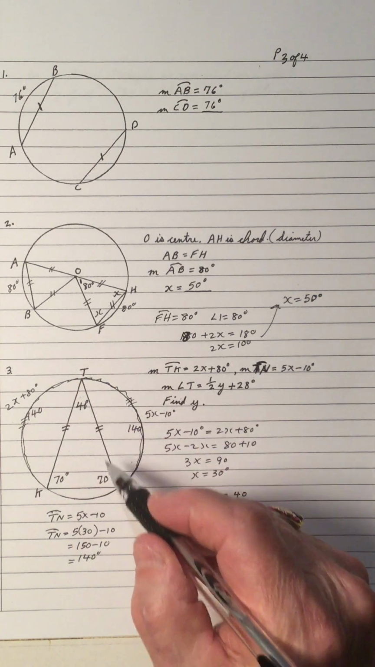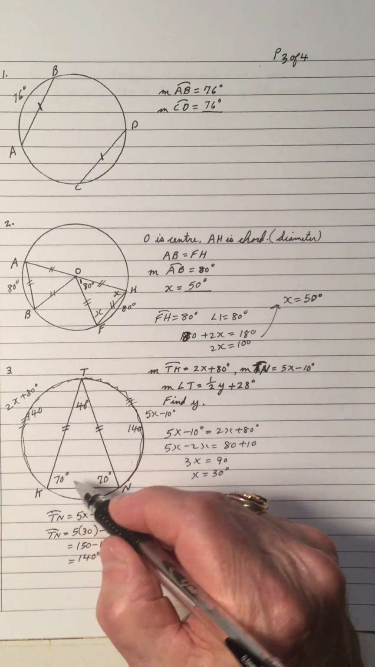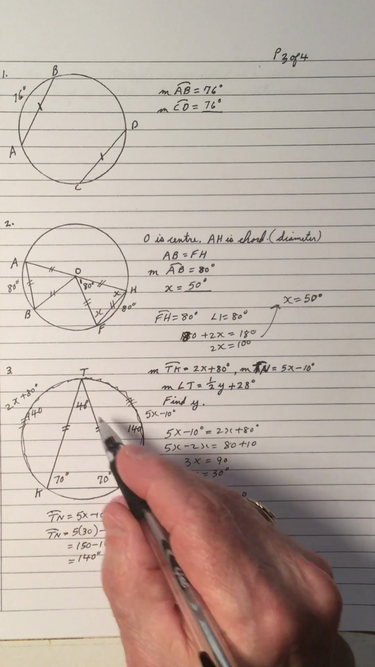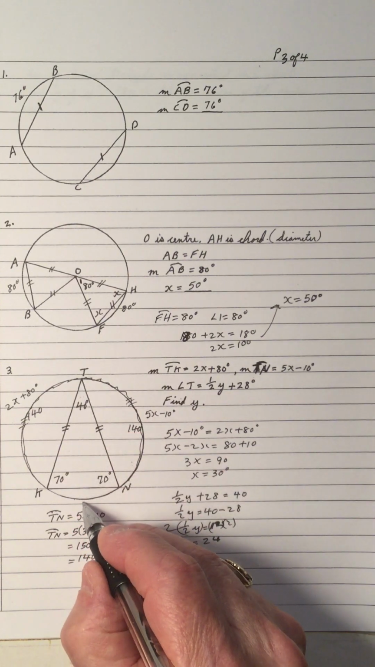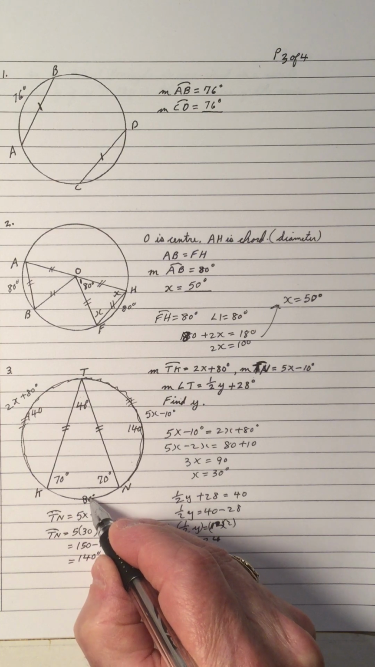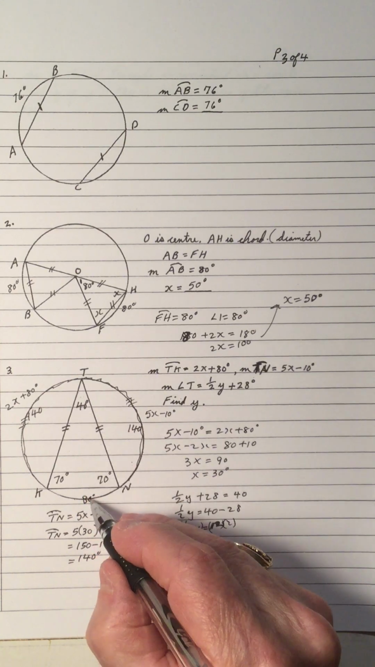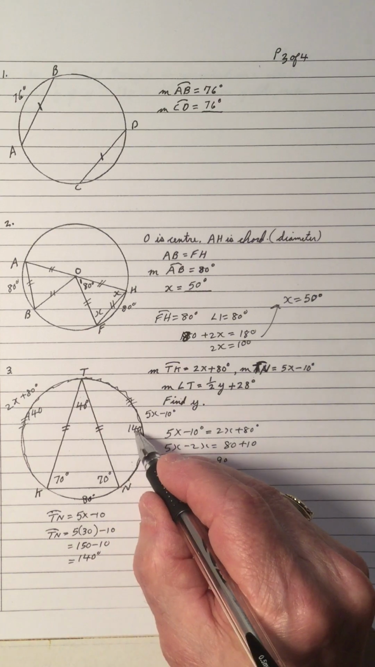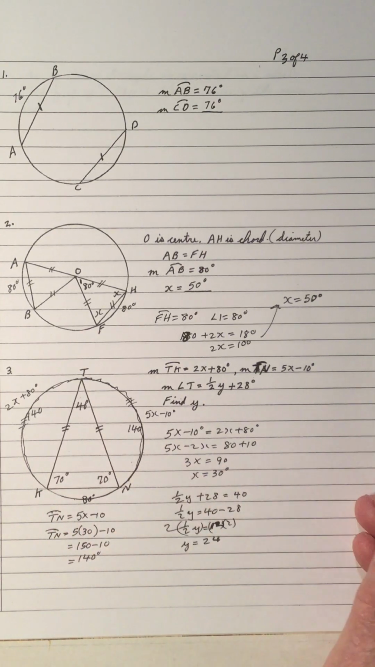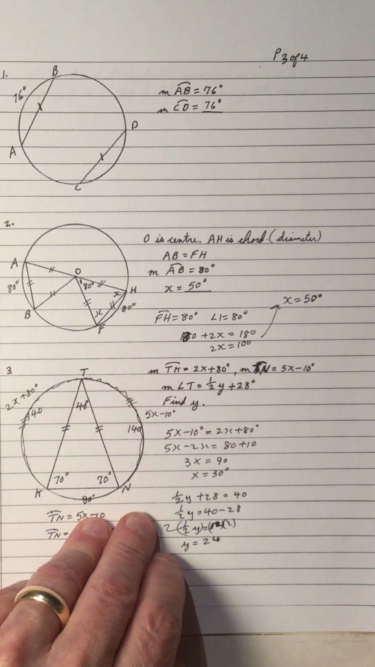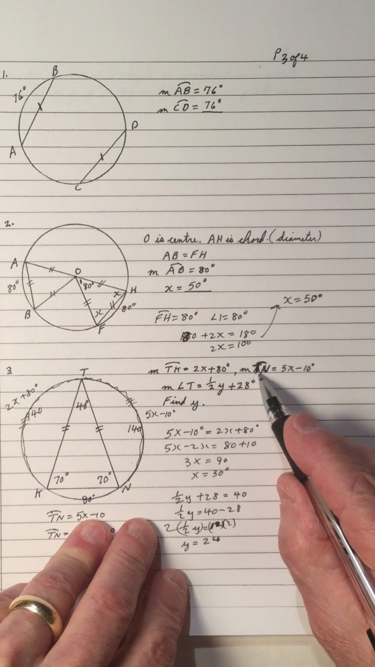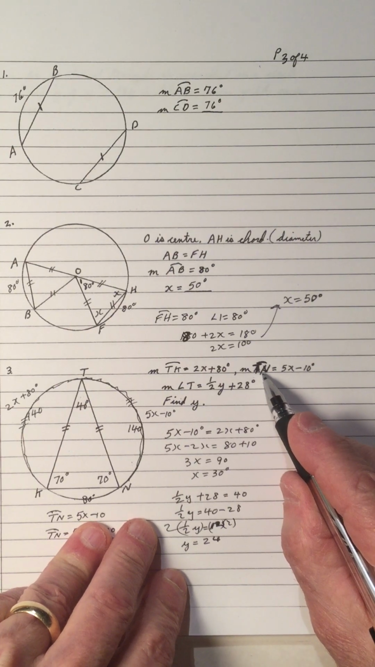If you think about it, this is a 40 and these are 70s, which adds up to 180. And if this is a 40, this arc KN is double that, because this is an inscribed angle, half the arc. So 80, 140, 140 should add up to 360, to make sure. Okay, let's continue. Sorry about that little error here. I forgot to change that. This is the arc TN.